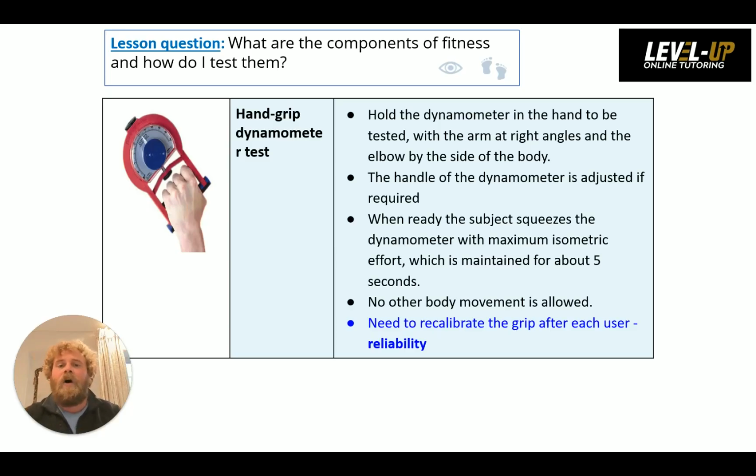Hold the dynamometer in the hand to be tested, with the arm at right angles and the elbow by the side of the body. The handle of the dynamometer is adjusted if required. When ready, the subject squeezes the dynamometer with maximum isometric effort, which is maintained for about 5 seconds. No other body movement is allowed. The need to recalibrate the grip after each use changes the reliability. So you have to recalibrate each time so that there's reliable data.